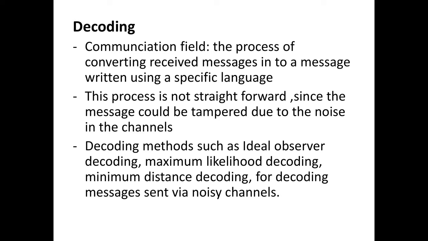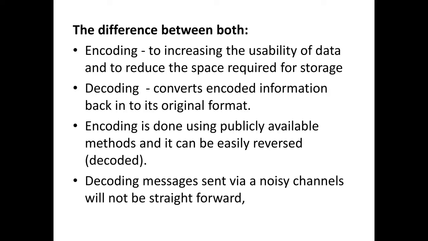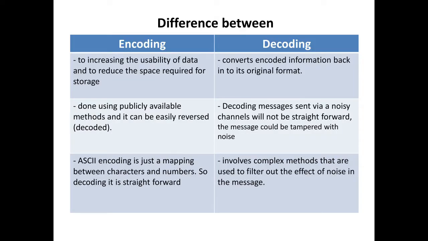What is the difference between encoding and decoding? Encoding and decoding, as we've made very clear till now, are very different and opposite processes. Encoding is done with the intention of increasing the usability of data in different systems and to reduce the space required for storage, while decoding, on the other hand, converts encoded information back to its original format. Encoding is done using publicly available methods and can be easily reversed, which is decoding. For example, ASCII encoding is just a mapping between characters and numbers, so decoding is quite straightforward.